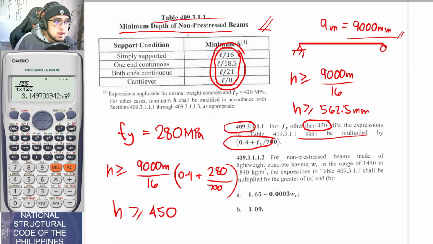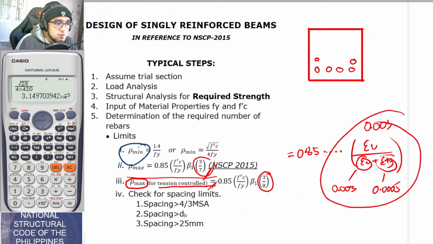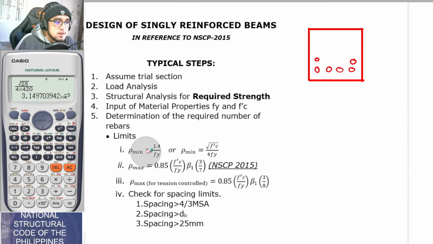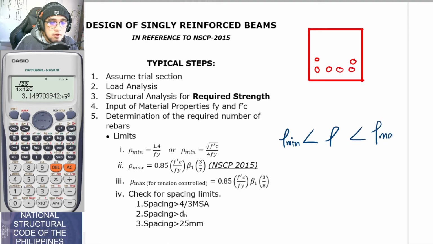So guys, take into consideration once again your minimum and your maximum. For example, your rho should be greater than your rho minimum, and it should be less than your rho maximum. So this is our limit for rho. But what if your rho is less than your rho minimum? What if this is the case? What you will be doing here is that you will be making use of rho min already. Because this is the minimum, you cannot go lower than rho minimum.